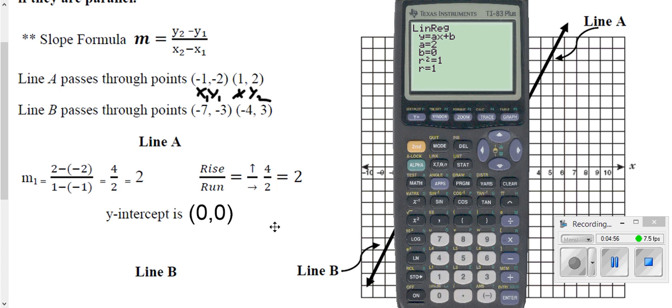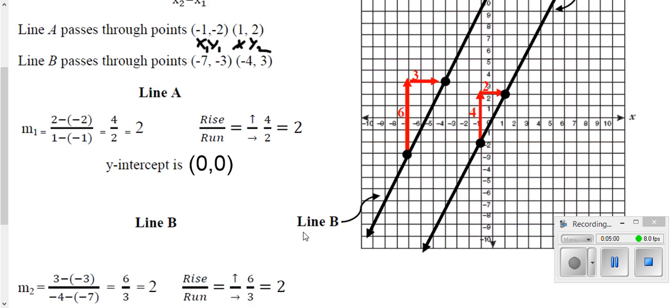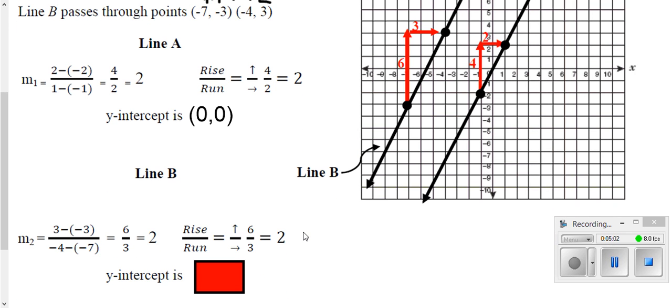Now we'll go ahead and look at line B, and look at its slope and intercept. Of course, here's the calculations. They've done it already. Y2, 3 minus y1, which is negative 3, comes out to 6 on top. X2 here, the negative 4, minus x1, which is the negative 7, comes out to a positive 3, and 6 divided by 3 is 2.